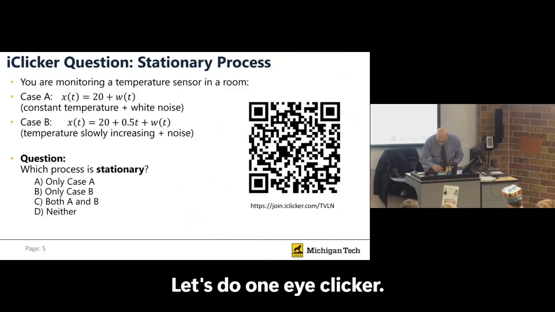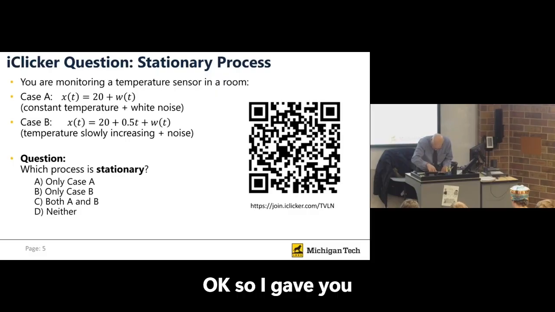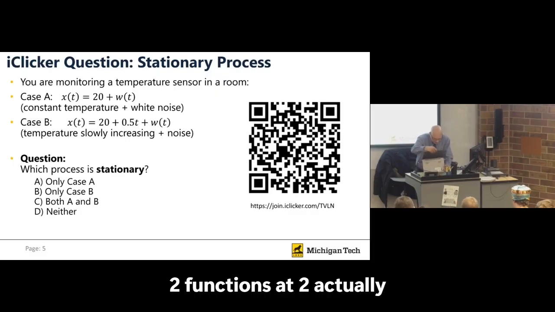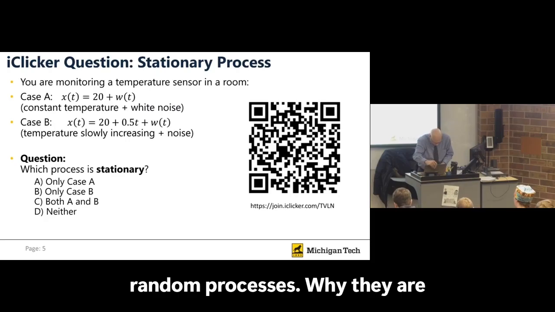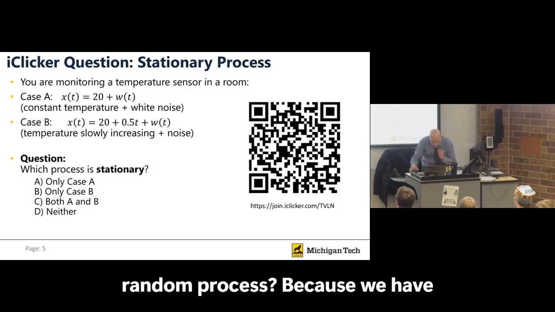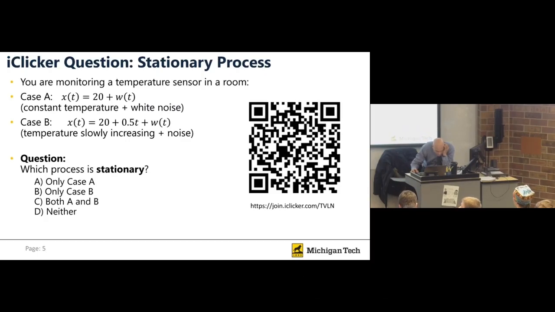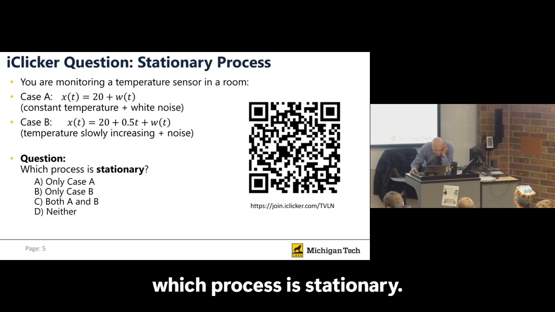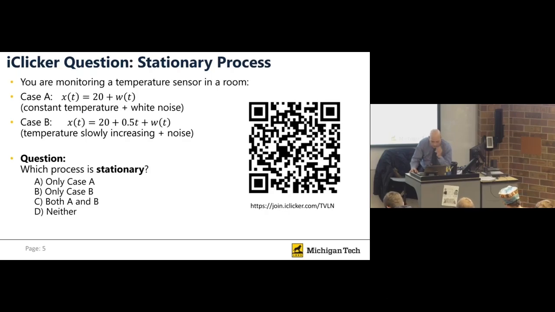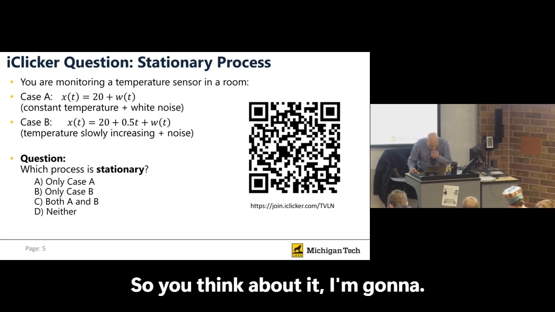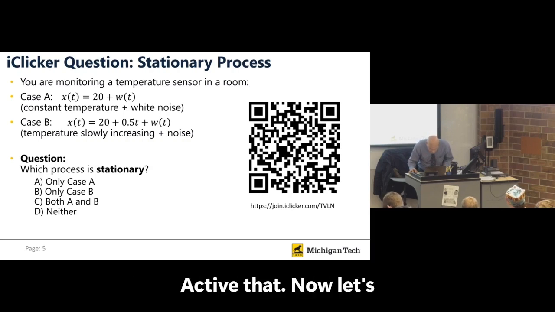Let's do one iClicker. Okay, so I gave you two functions, two actually random processes. Why are they random processes? Because we have omega t there. And I'm asking, let me activate this iClicker first, and then read it. I'm asking which process is stationary. So you think about it, I'm going to activate that now. I need to log in.